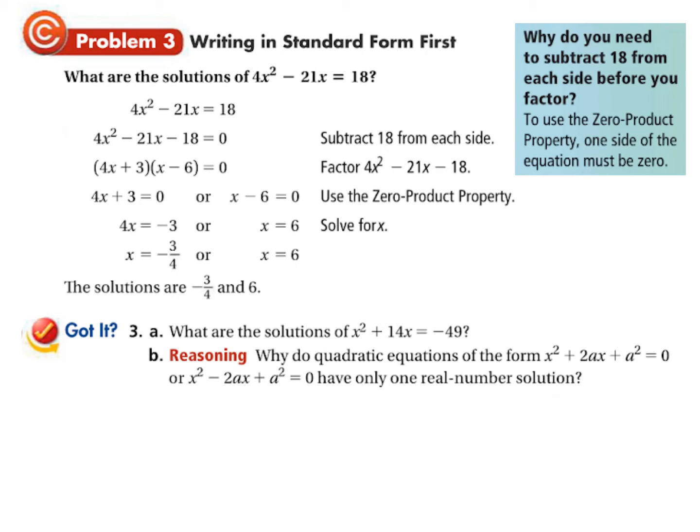So try this. What are the solutions of this? You'll need to, as this problem says, write it in standard form first. And then, why do quadratics of this form or this form have only one real number solution? This might be a stretch for you to connect, but if you can, it's really wonderful. See if you can get what's going on here. Factor, rewrite this, and then factor it out and solve for those zeros. And then analyze what you got there, and it'll help you with this.